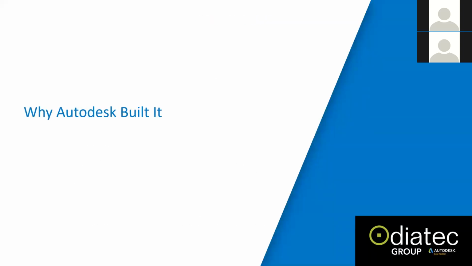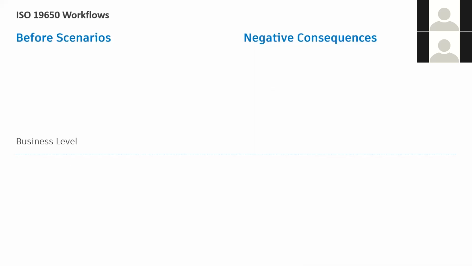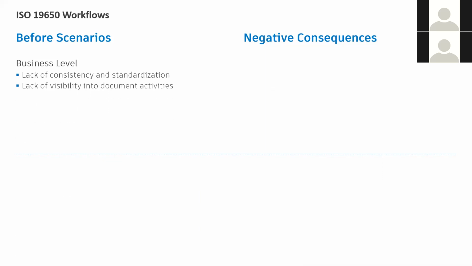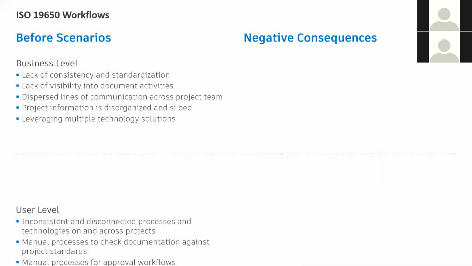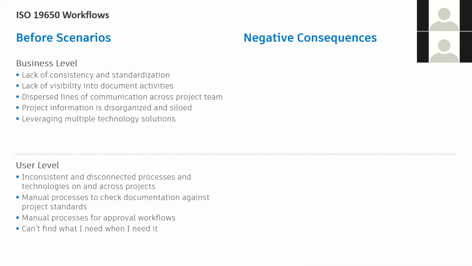So why did Autodesk build the Autodesk Construction Cloud? Just some scenarios, I suppose, at a business level, before using the ISO 19650 features within the Autodesk Construction Cloud, there was a lack of consistency and standardization, broken down lines of communication, and multiple different technology solutions. And this is all based on survey data from the industry, by the way.